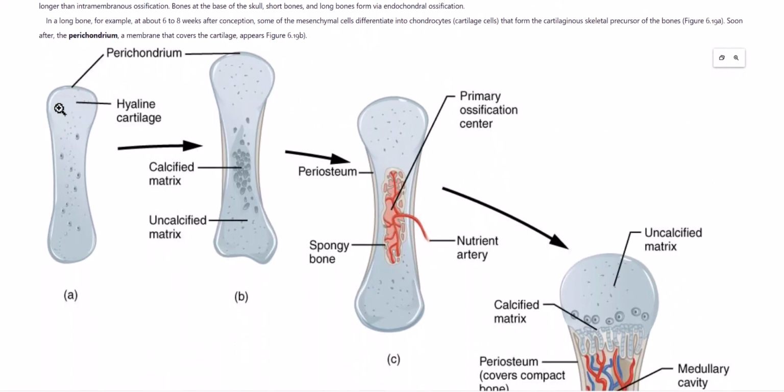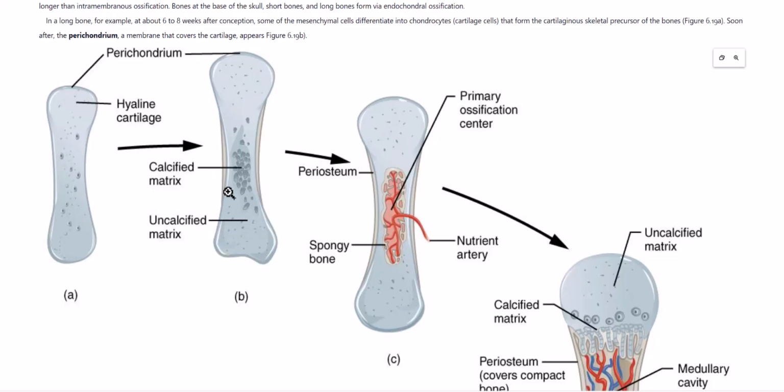So we initially have a chunk of hyaline cartilage. Now around the hyaline cartilage, remember this is going to be chondrocytes. This is going to be avascular. It's going to be very translucent. And around that chunk of cartilage is a layer called the perichondrium around the cartilage.